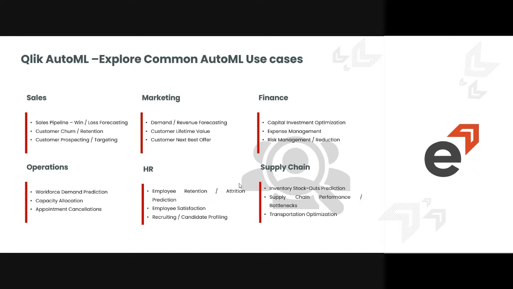Then coming to marketing, we can do demand and revenue forecasting. In finance, we can do risk management or reduction. In operations, we have workforce demand prediction, and whether there will be an appointment cancellation or not. In the HR field, we have employee retention or attrition prediction. For supply chain, inventory stockout prediction. So these kinds of common use cases we can explore more using Qlik AutoML. We can input the data and test different kinds of use cases using Qlik AutoML.